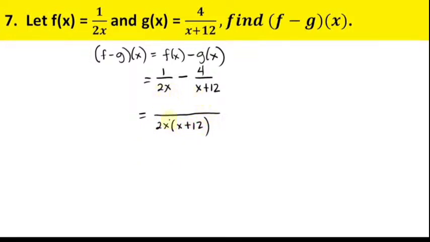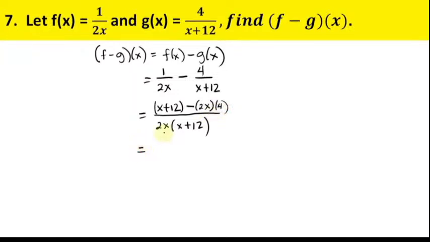Next, denominator divide 2x. So ma-eliminate yung 2x, so remaining value is x plus 12 times 1, so ito pa rin yung sagot. Subtract, okay, 2x times x plus 12 divide x plus 12, so ang sagot is 2x kasi ma-eliminate yung x plus 12 and x plus 12, remaining is 2x times 4.